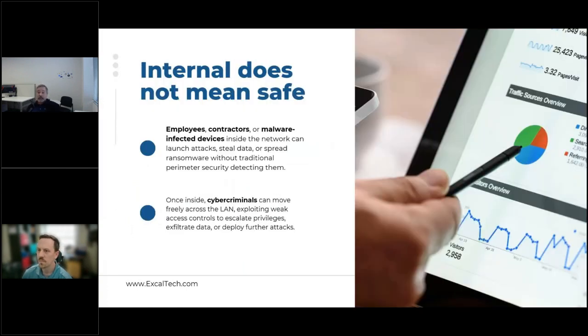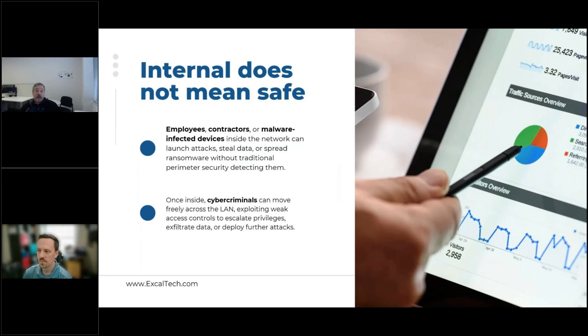So again, internal doesn't mean safe. Employees, contractors, and compromised devices already within your network can unintentionally or maliciously launch attacks. They can steal sensitive data or spread ransomware. Since traditional security measures often focus on keeping threats out, they may not detect these internal threats until it's too late. Once an attacker or malware gains access to the network, that's when the real danger begins.